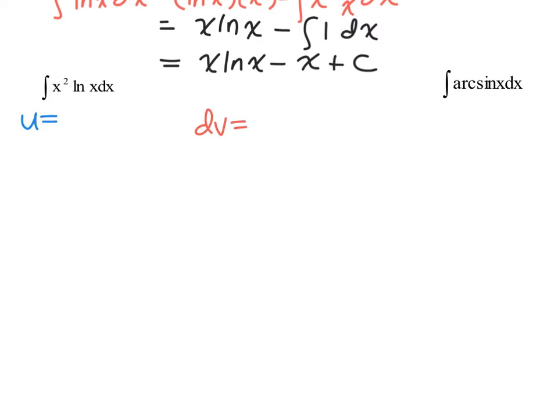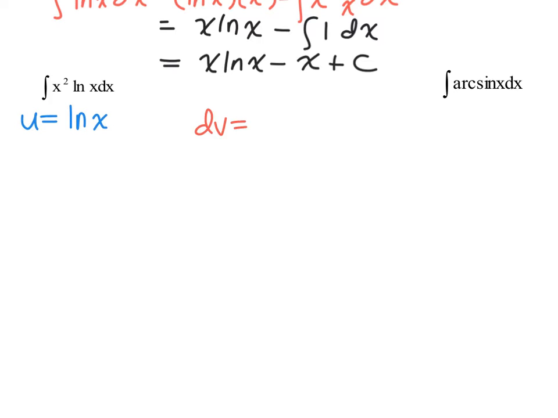So let me ask you, what's going to be better as my u, x squared or the ln of x? Ln of x, because of the way I asked the question. Ln of x also because we just discovered what the antiderivative of ln of x is. That is the definition of getting more complicated.